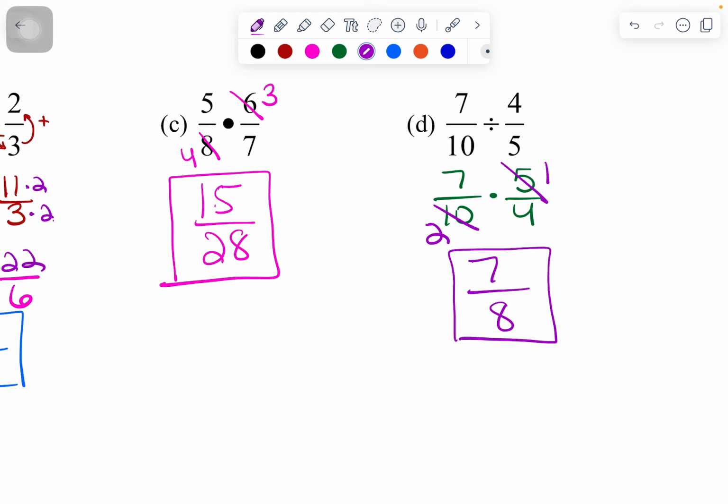All right, so that's a little bit of review on adding, subtracting, multiplying, and dividing fractions, also converting mixed fractions to improper. Folks, let me know if you have any questions or concerns.